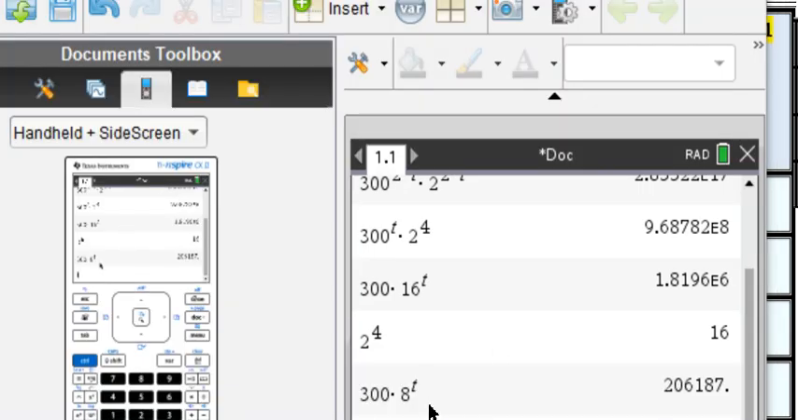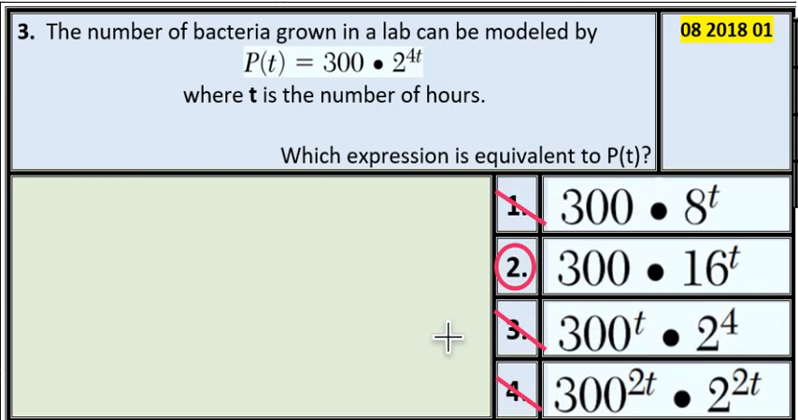Now, I did go ahead and put 300 times 8 raised to the power of t in there as well, just to show that that answer wasn't even close, to verify that choice number 2 is the correct answer for question 3.